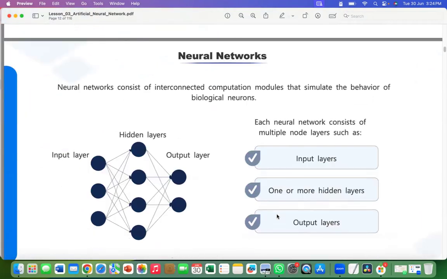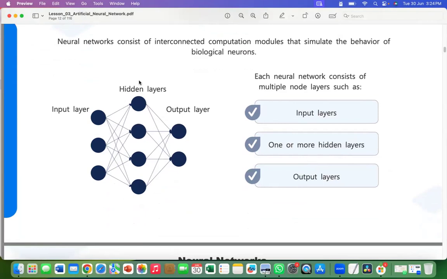Okay, now let's talk about neural networks and the types of neural networks. So neural network क्या होगा, तो फिर neural network consists of interconnected computation models that simulate the behavior of biological न्यूरॉन्स। हम डिफाइन करते वक्त ये टर्म जरूर यूज कर रहे हैं, इंटरकनेक्टेड। ये देख के आपको समझ में आ जाएगा, ये सारे इंटरकनेक्टेड हैं। Okay, that simulate the behavior of biological neurons. Input layer, hidden layer, output layer. Each neuron consists of multiple node layers such as input layers, one or more hidden layers, and output layers.